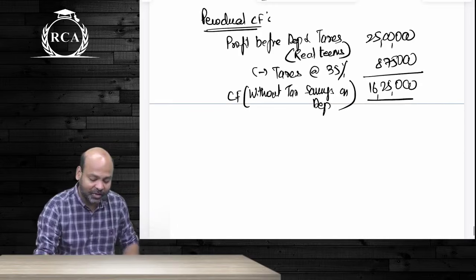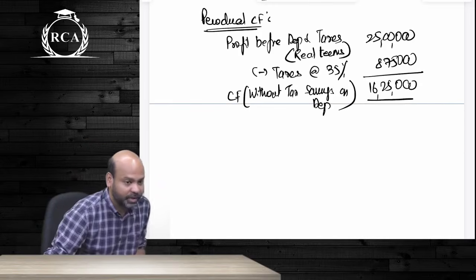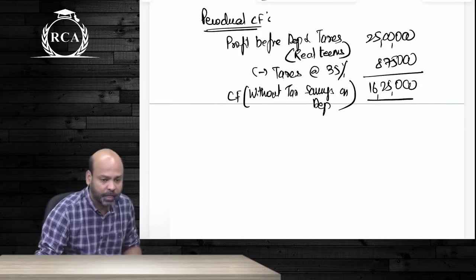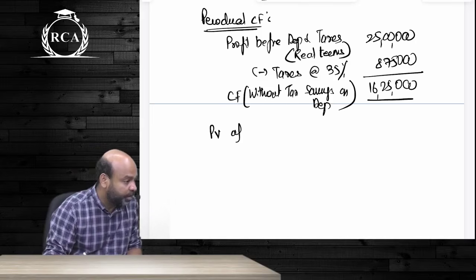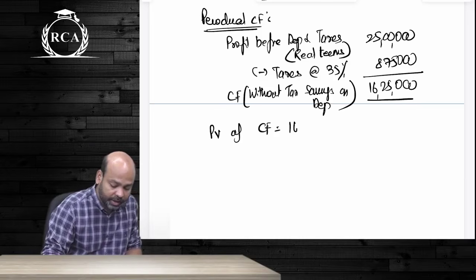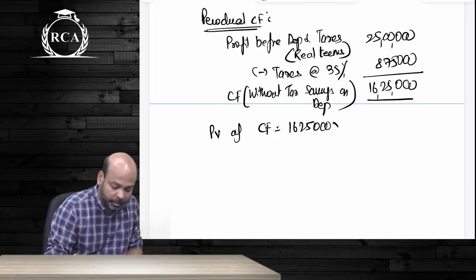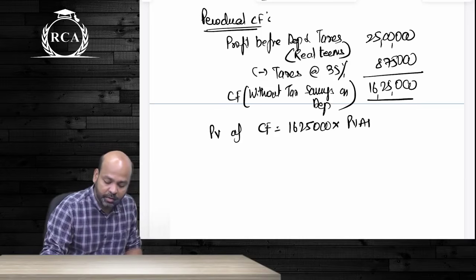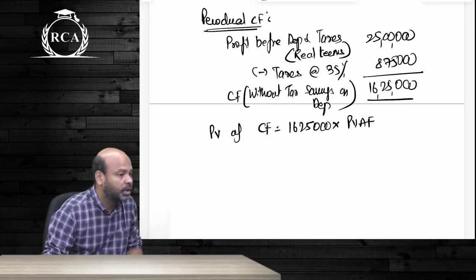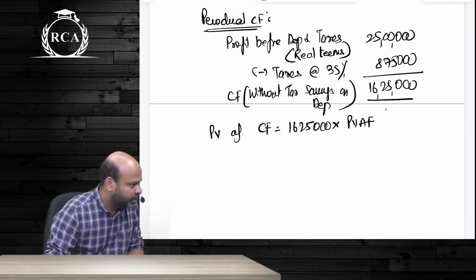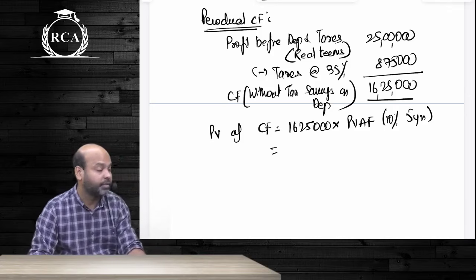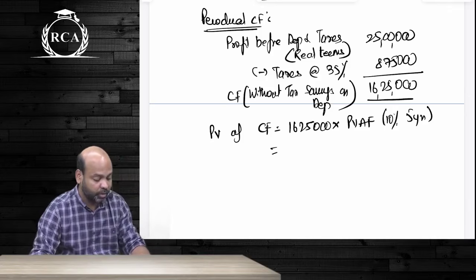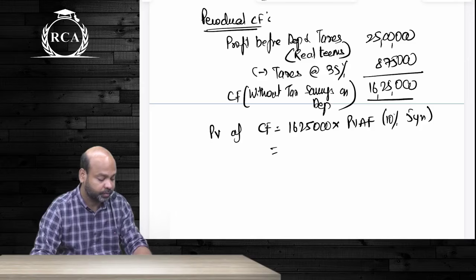This is your cash flow, guys, without tax savings on depreciation. Any doubt in this? You can directly discount this at real rate. I am doing this. Present value of cash flow 16 lakhs 25,000 multiplied by, can you tell me what's the real discounting rate? It is given in the question: 10% for 5 years. Once, please add the factors given in the question. When factors are given in the question, guys, please add them. Do not compute them again, guys.